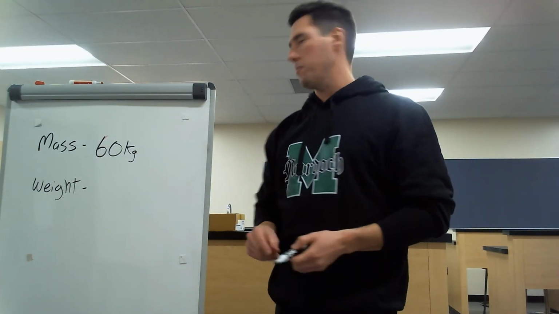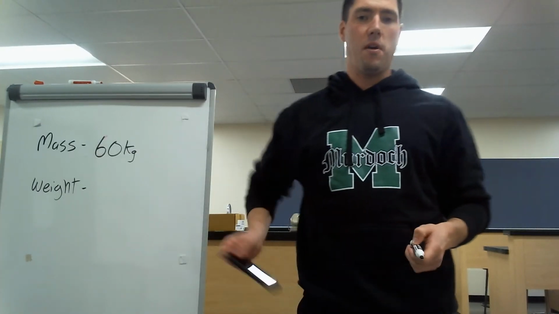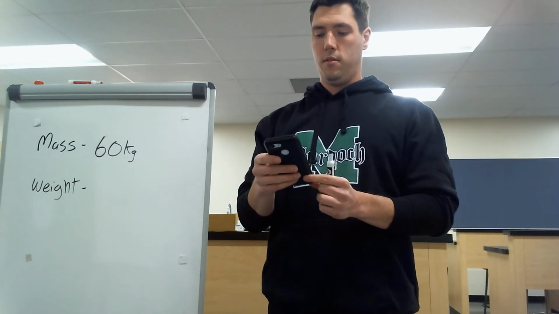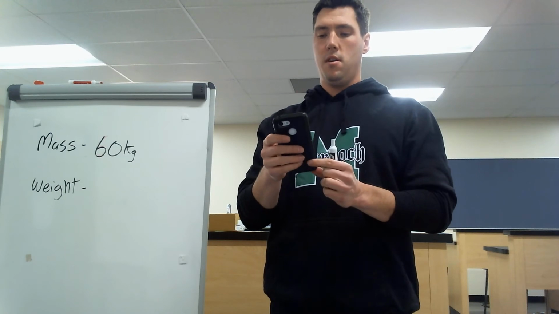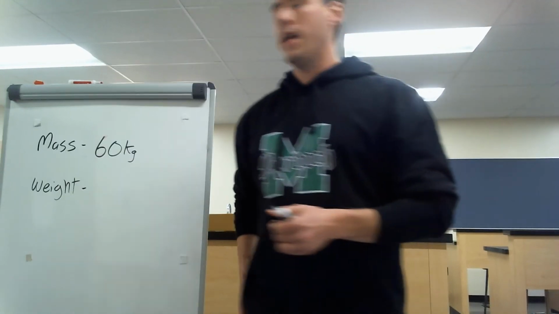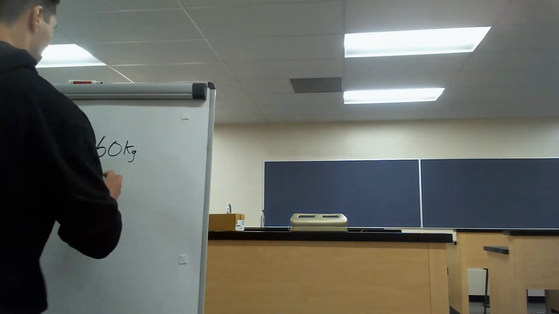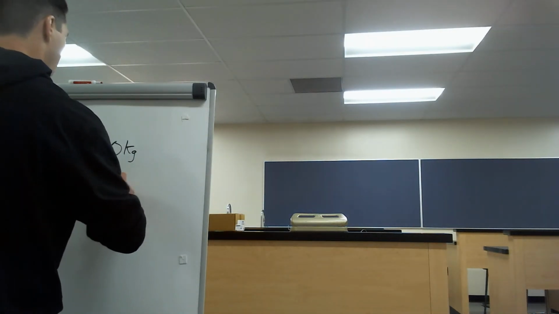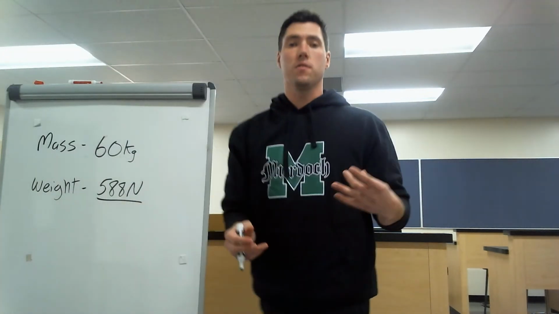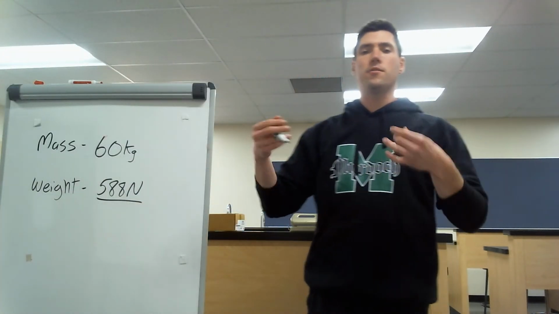I'll use the calculator on my phone for now. We have 60 times 9.8, so 588. Basically, this person has a weight of 588 newtons. That's how much force they are applying to the ground.